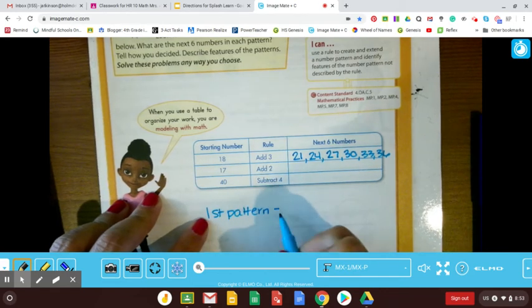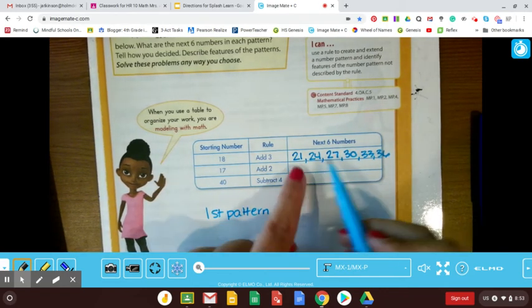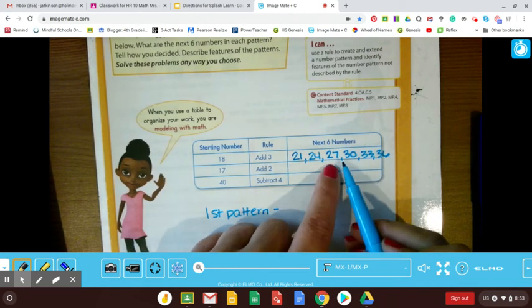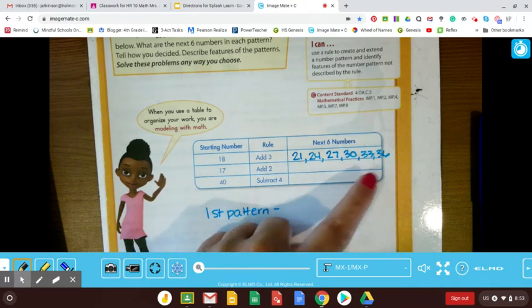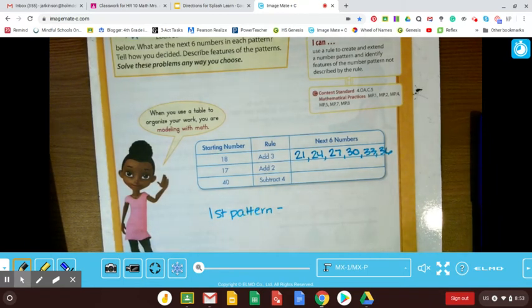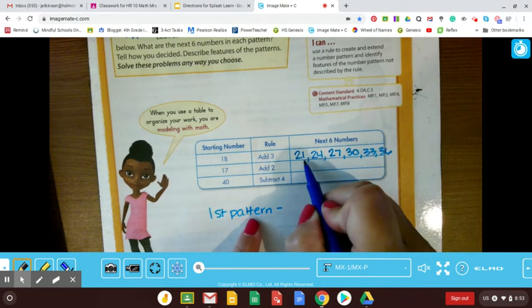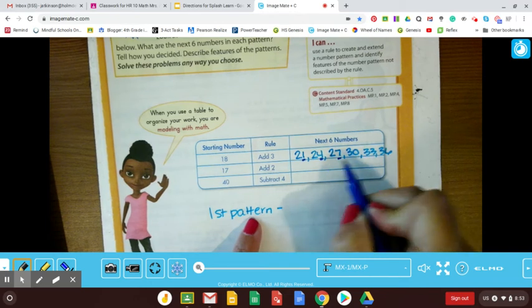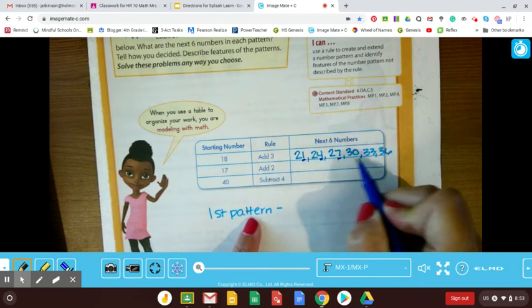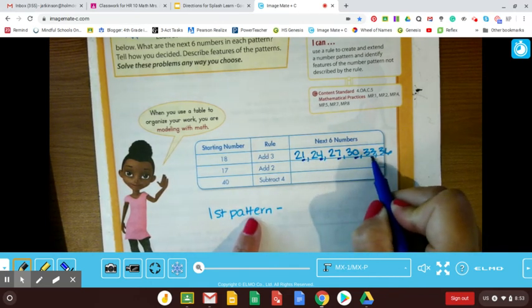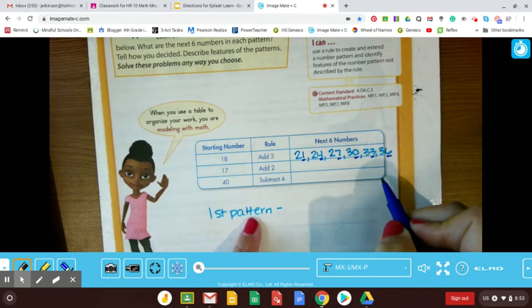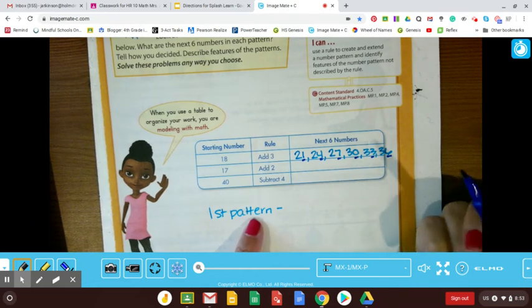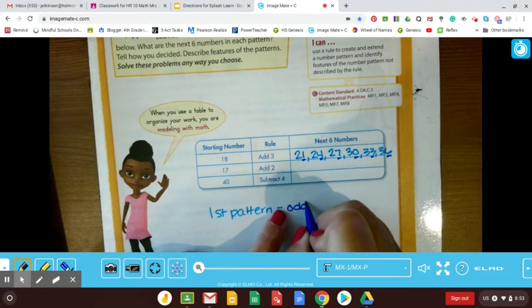And to tell what the feature is, we need to just look at it. Let's look at our pattern. 21, 24, 27, 30, 33, 36. And to find if a number is odd or even, we're going to look at the number in the ones place. So we have a 1, a 4, a 7. So odd, even, odd, 0, 3, and a 6. So it looks to me like it's a mixture of odd and even, right? So I can put that odd and even.